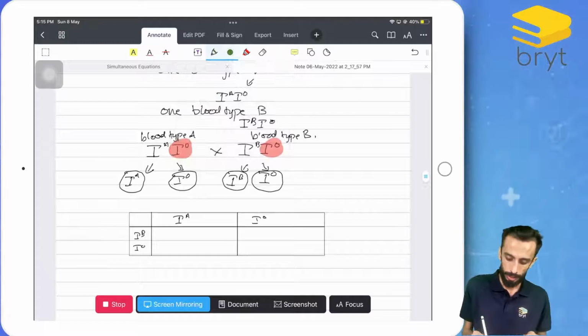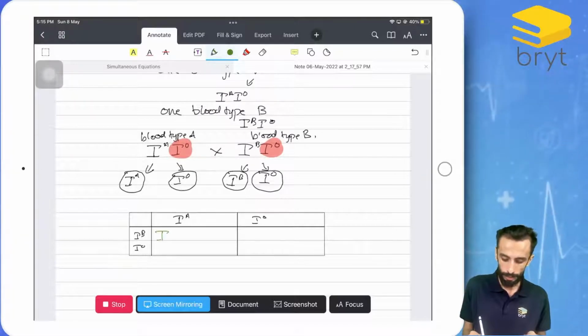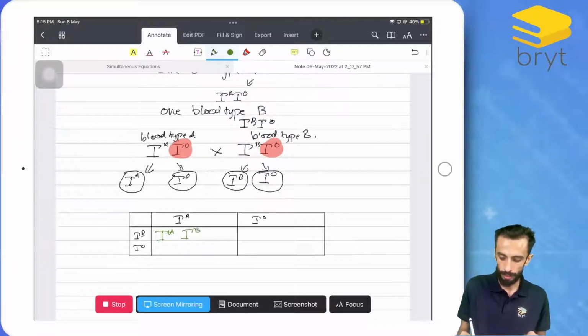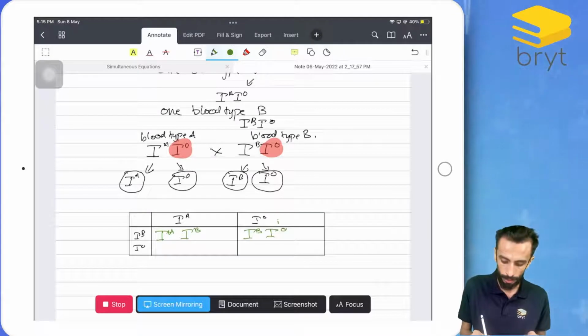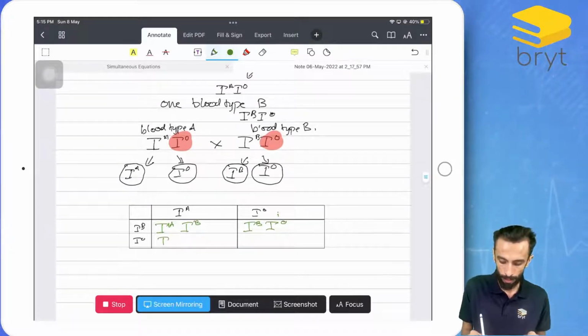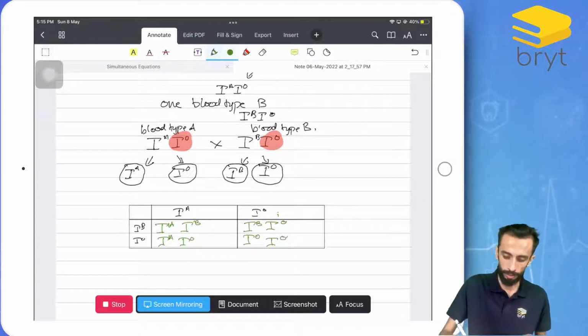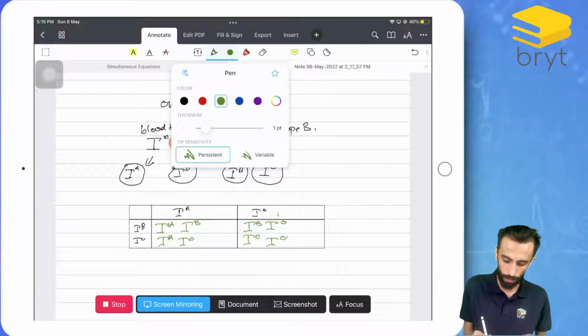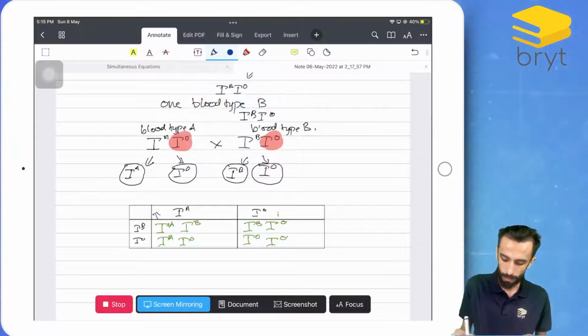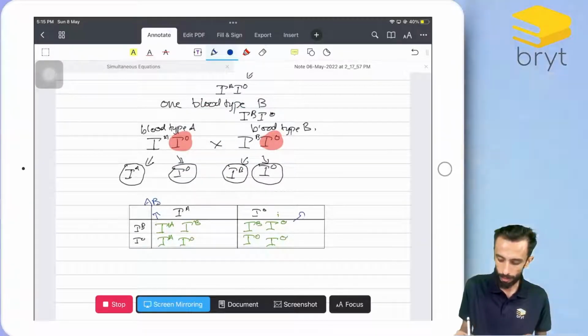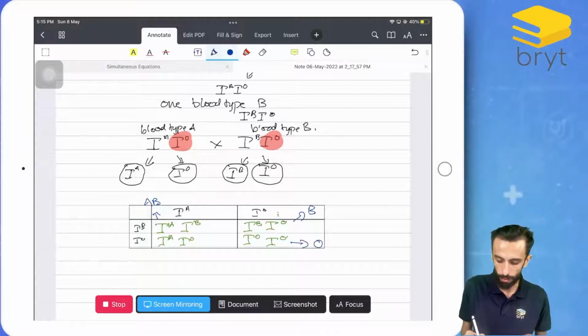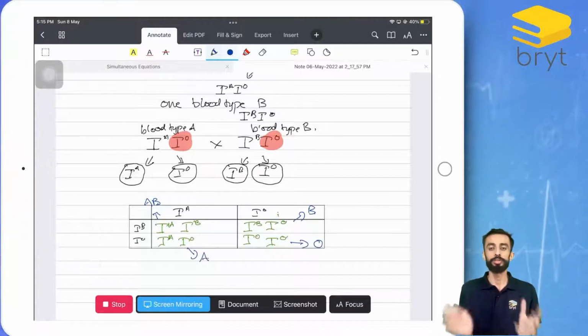Here you have IA, IB, this will be IB from this, and IO, or small i, this can be represented as small i as well. This will be IA, IO, IO, and IO. So now if you map the blood types, you can see it has all four blood types. This will be blood group AB, this will be blood group B, this will be blood group O, and this will be blood group A. And all of these four blood types are there.